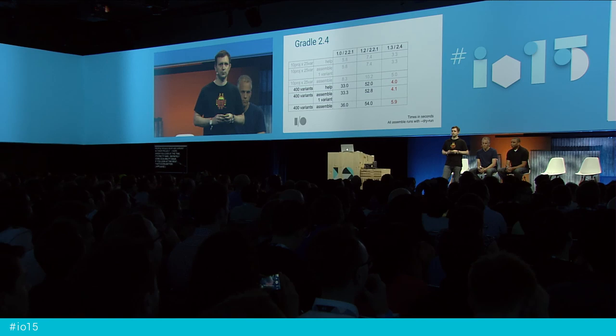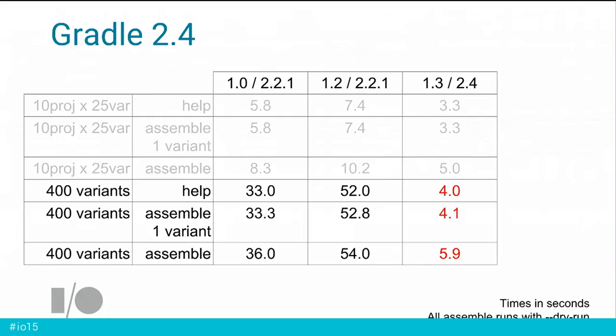So if you notice, though, in both of those cases, if you still run only help or a single variant, that's still about the same amount of time, right? We haven't solved that issue of Gradle still building the whole model. And so for the past year or so, we've been working very closely with the Gradle team to fix that problem. They've been working on a new API to build plugins that will solve this.